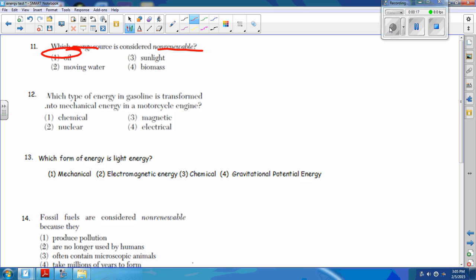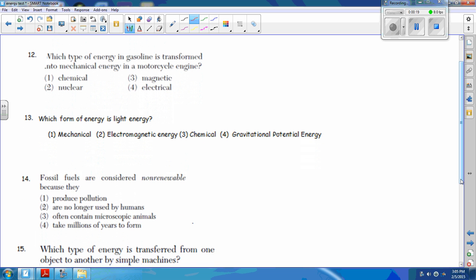Number 12. Which type of energy in gasoline is transformed into mechanical energy in a motorcycle engine? So mechanical energy is what we're getting, but we're starting with gasoline. So the gasoline would be the initial energy. What type of energy comes from the gasoline? Well, gasoline's just sitting there. It's not doing much, but once we burn it, it turns into mechanical. Well, what energy can you burn? Chemical energy, because it's stored in the bonds of the molecules in the gasoline.